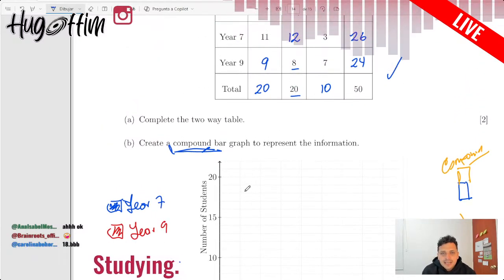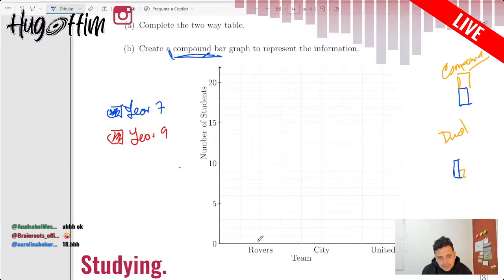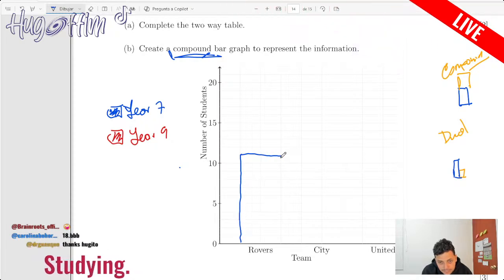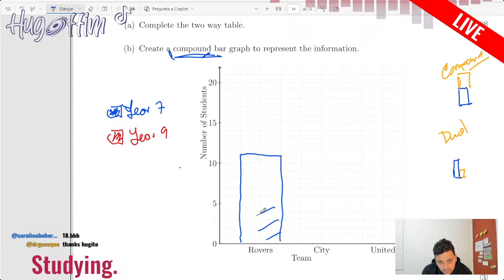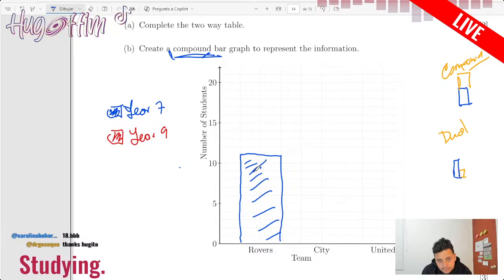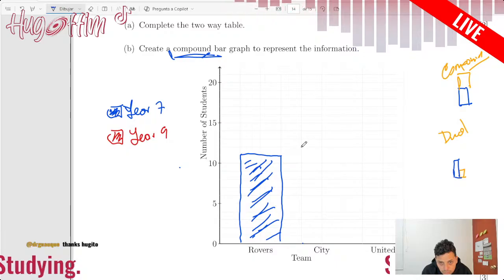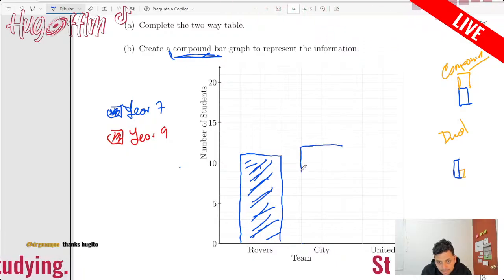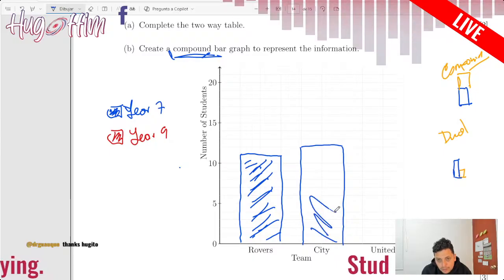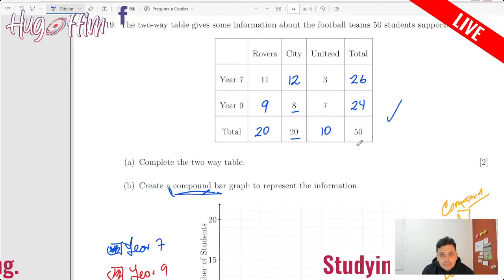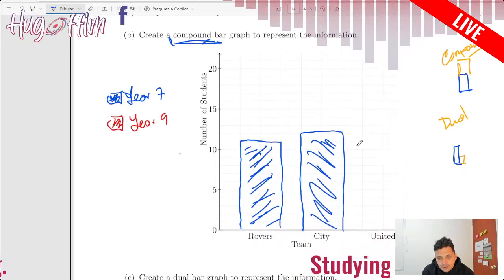So year 7, 11, 12, and 3. So I need to put here in Roberts 11, 12, and 3.